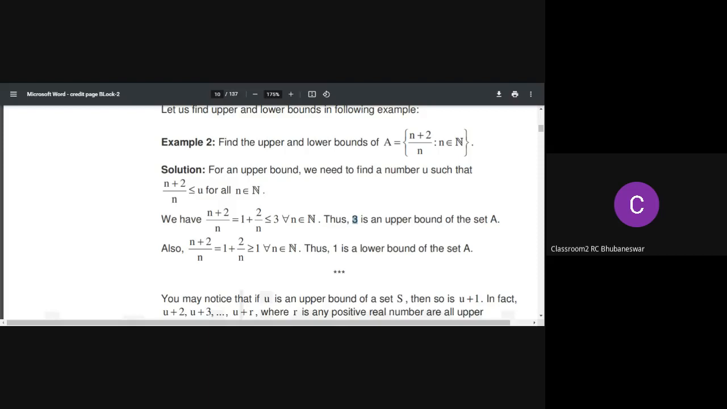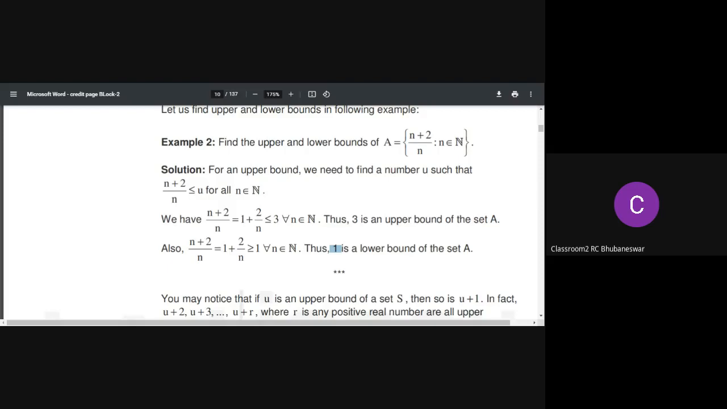Similarly, in the other way, from the same expression 1 plus 2 by n, if n is infinity, then 2 by infinity will be 0 and the second value will be 1. Now we can conclude that all the elements of the set A must be larger than the element 1. That means 1 acts as a lower bound of the set.